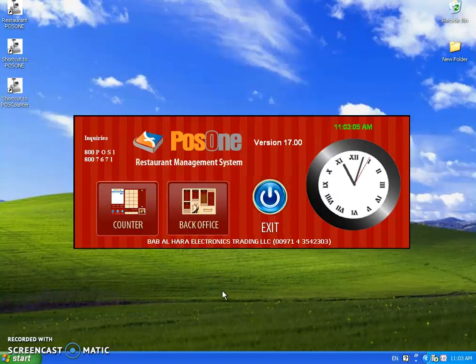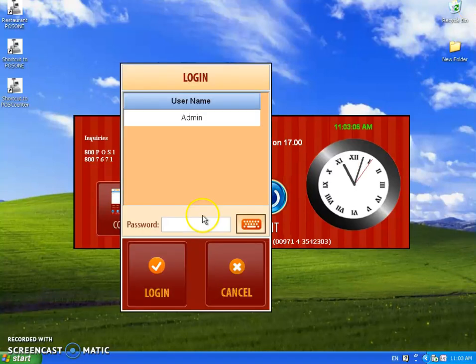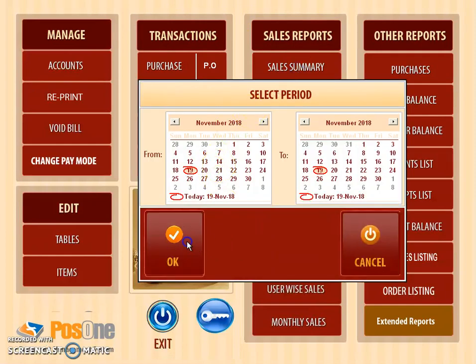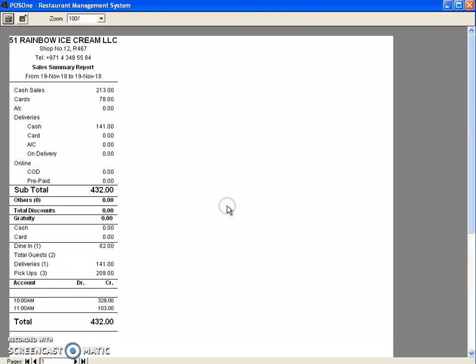What reports will we get? As a manager, I will be able to go to the back office to see and control everything. There are 2 rows for data entry, others are for reports. Sales summary will give you the sales for a particular day or period on one screen, where you will see the number of sales at the counter, deliveries, and any online transactions.